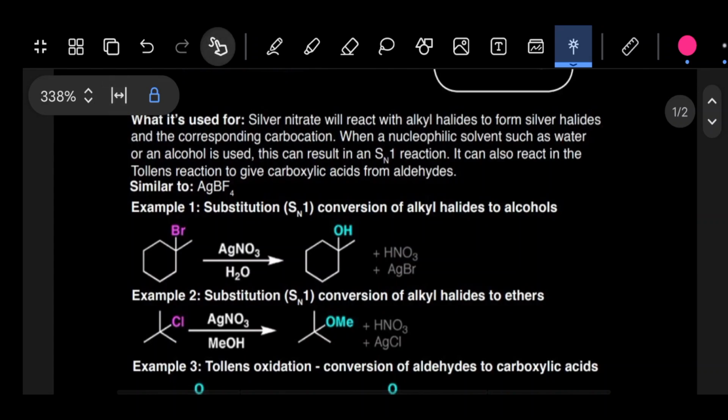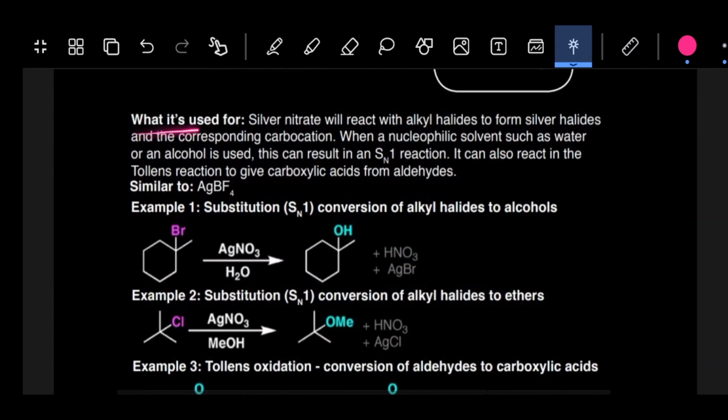Basically, what is it used for? Silver nitrate will react with alkyl halides to form silver halides and the corresponding carbocation when a nucleophilic solvent such as water or an alcohol is used. So we use silver nitrate in the presence of a nucleophilic solvent like water or alcohol. The product depends on the nucleophilic solvent you take, as we'll see below.